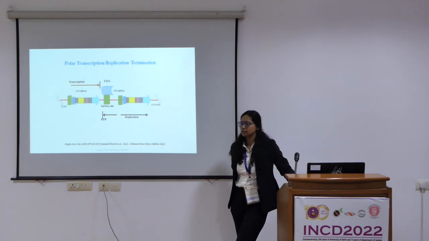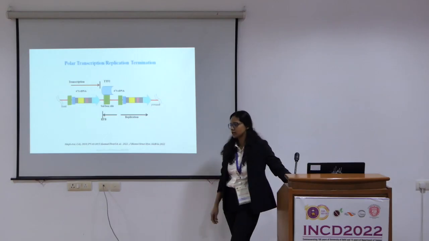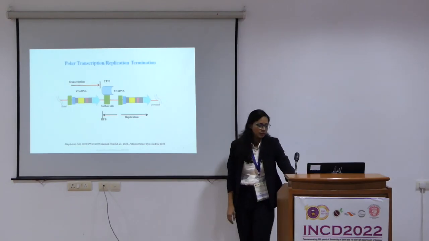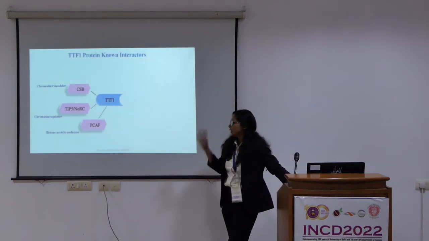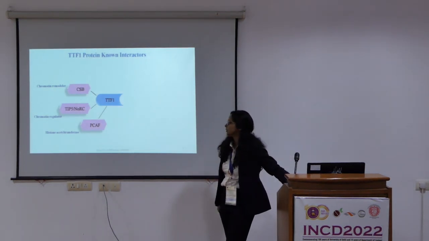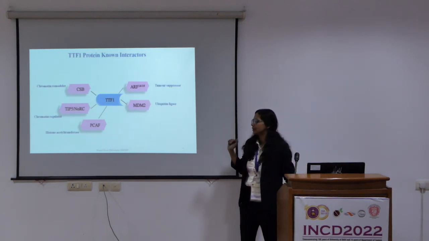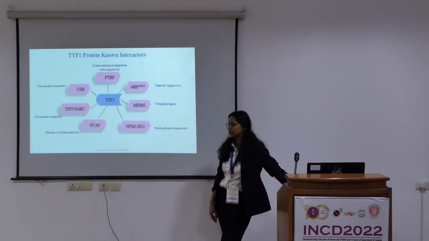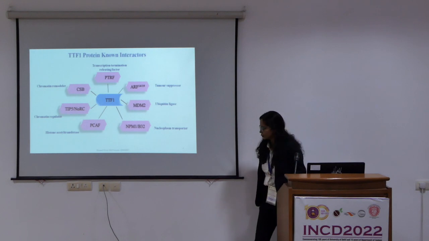Similarly, there is a protein present in yeast, that is Reb1, which also performs the same function as TTF1 performs here. So TTF1 interacts with CSB, PCAF, and helps in chromatin remodeling. Other than that, it interacts with the ARF, MDM2 and helps in cell cycle regulation. There are also other interactors which interact with TTF1 and play specific roles.